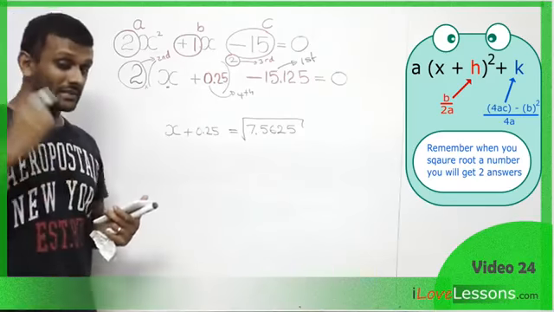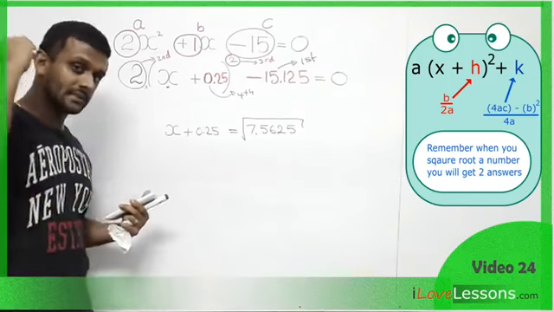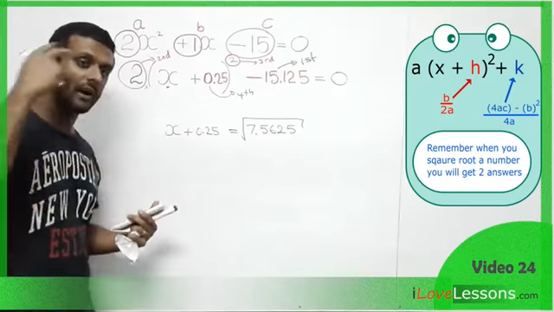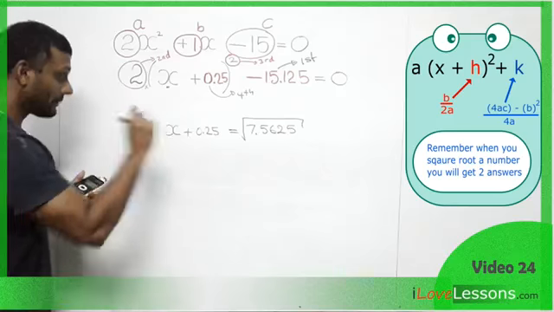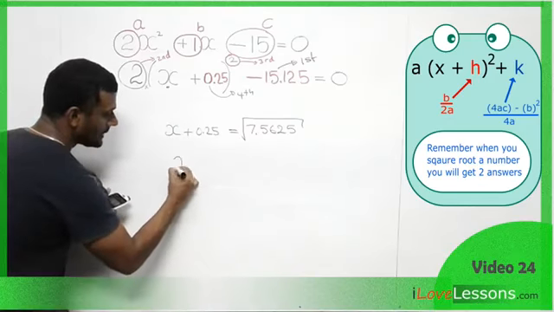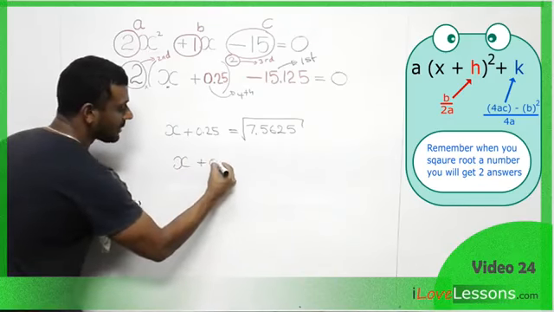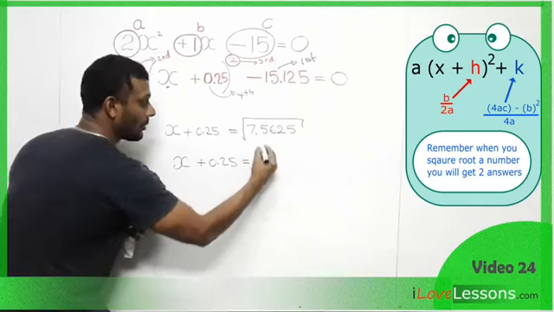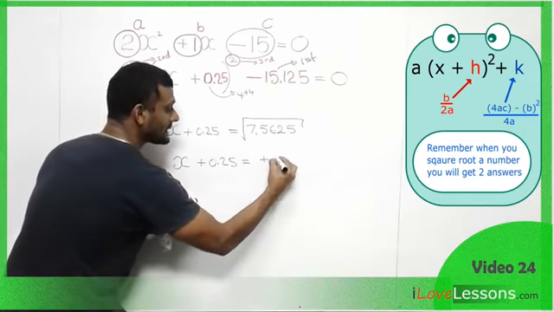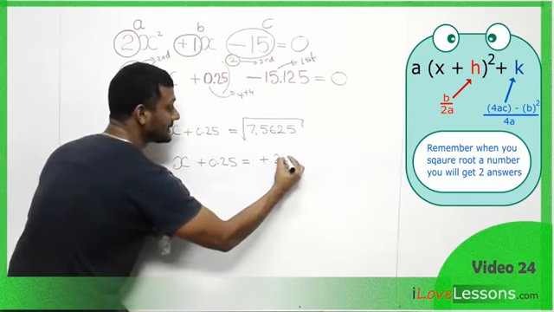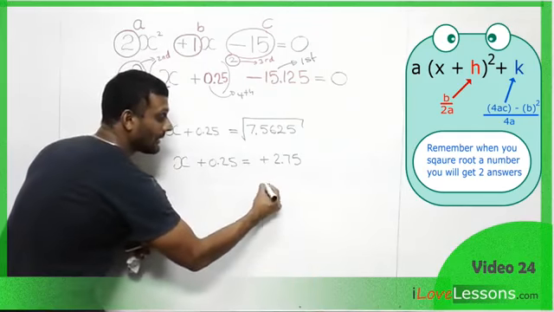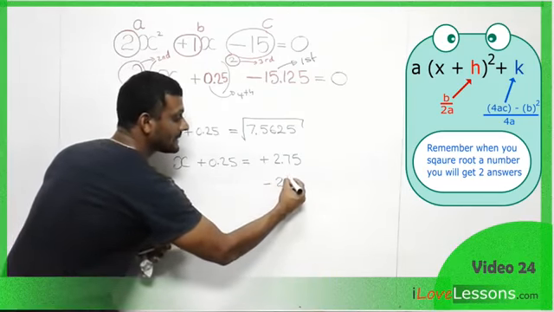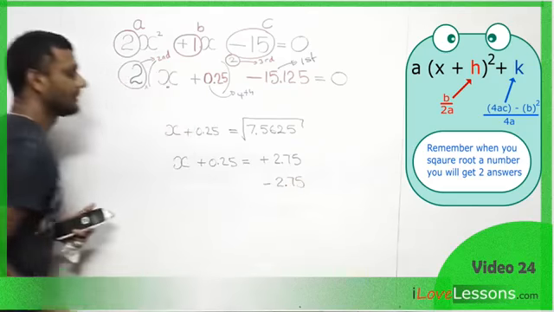Now remember I said when you square root something, you get how many answers? 2. One will be positive and the other one will automatically be negative. When we square root this, we get a really nice answer. We get x plus 0.25. When we square root this, we get positive 2.75. And its evil twin is minus 2.75.